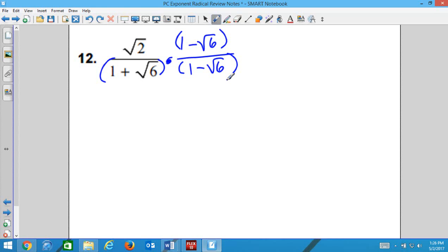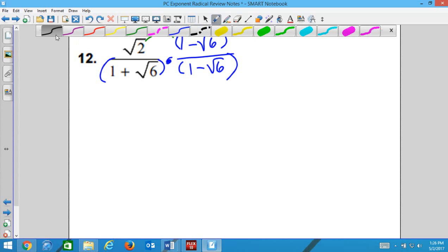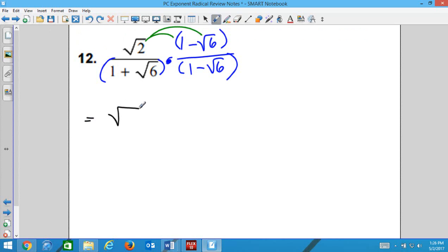So on top, how are we going to multiply 1 term times 2 terms? Distribute, right? So we're going to get the square root of 2 minus the square root of 12. On the bottom, we're going to FOIL, but they're conjugates. So I'm going to multiply 1 times 1. I'm going to get 1. My outer and my inside will cancel. I'll get a minus sign and then a 6.